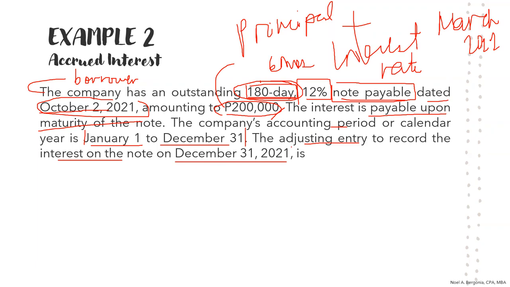Okay? So what will happen, on December 31, which is the end of the reporting period for the company, we need to adjust for the interests na na-incur na natin during the 2021. So from October 2 up to December 31. Okay? Now, ang question is, sir, gagawin ba natin monthly? So, since we are basing it on days, kasi 180 days, so we will be using the daily computation of interests. So, simple interest lang naman to, no? So, what will be the computation? So, bilangin natin kung ilang days po yung nakalipas. So, actually, for October, the counting will start on October 3, ha? Hindi nyo isasama si October 2.